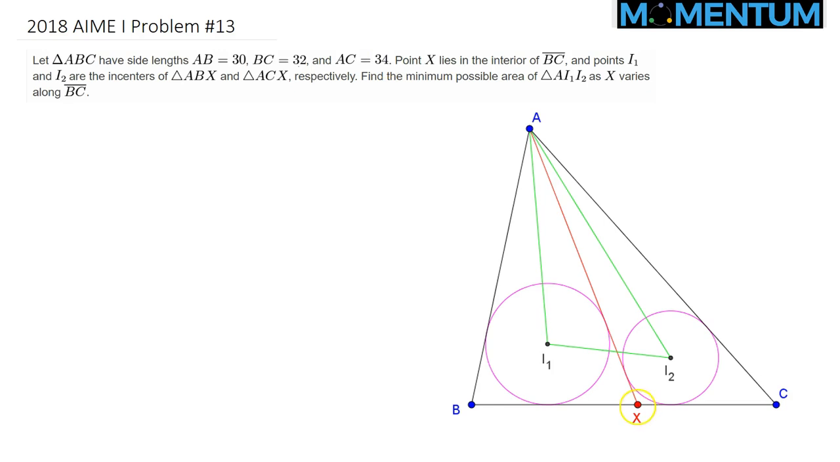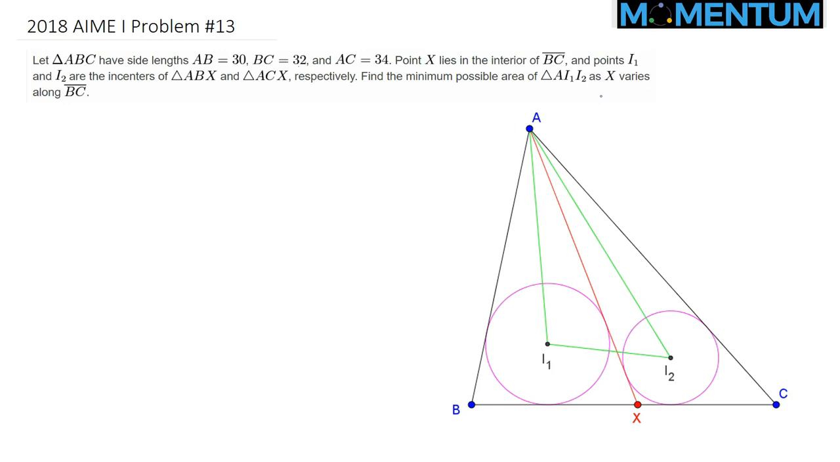The point X is a variable point between the vertices B and C alongside the edge BC of our triangle. Next, we draw the incenters I1 and I2 of the triangles ABX and ACX respectively. And finally, we would like to find the minimum possible area of this green triangle AI1I2.